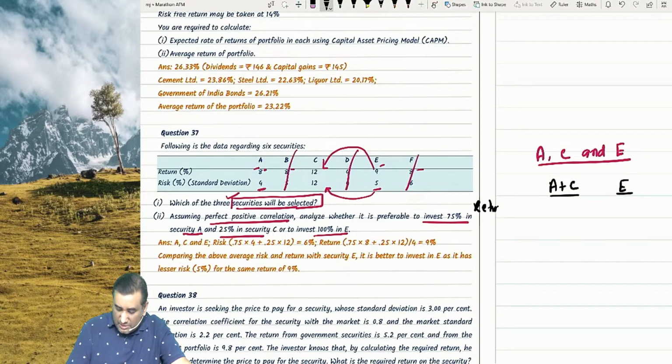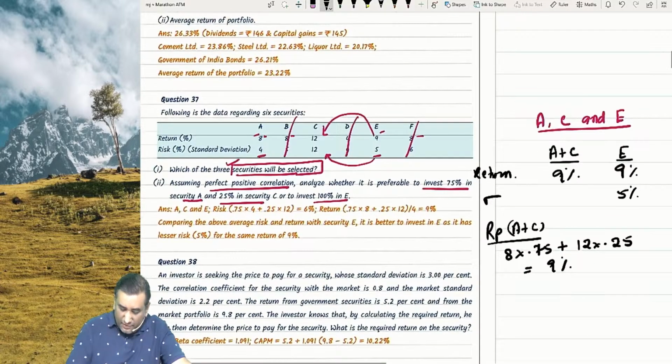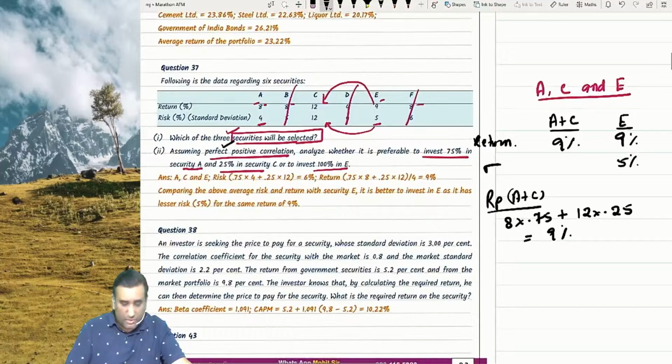If I put a summary here, return and standard deviation: A plus C return I don't know, E return I know is 9%, and this is 5. The return of a portfolio which consists of A plus C: return of A is 8 into the weight he wants to put, which is 0.75. C is how much? 12. 12 into 0.25. How much? 9, complete 9. And then since it's a perfect positive correlation, I can put a shortcut formula.